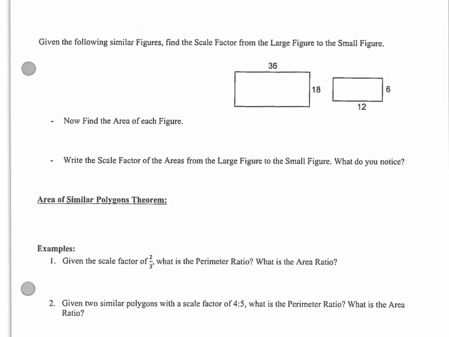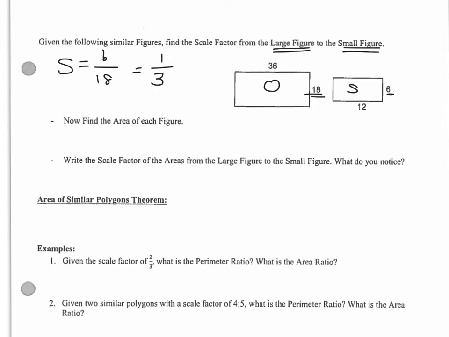So if I look at the next one, it says, given the following similar figures, find the scale factor from the large figure to the small figure. All right, so large figure is the original, small figure is the scaled. Scaled over original, so 6/18. So my scale factor is 1/3.